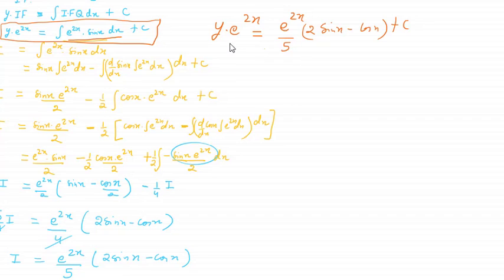So you can divide it with e to the power 2x. So you can write it as y equals to 2 sin x minus cos x divided by 5 plus c e to the power minus 2x. So this you can write as the answer. So this will be your final answer.